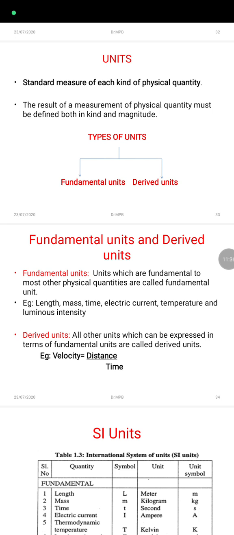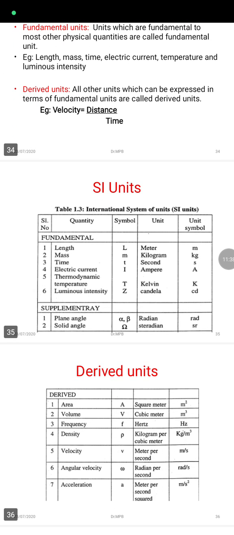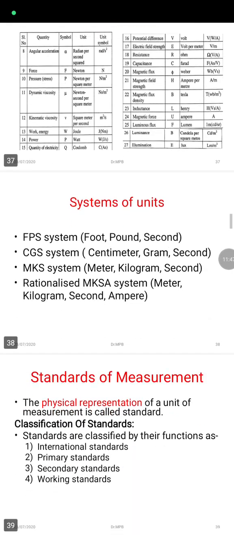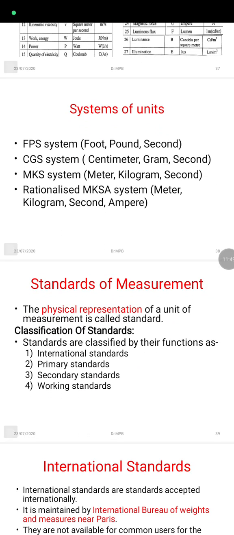Example: velocity, which is distance per time. These are examples of some SI units. There are 6 fundamental units and 27 derived units. There are different systems of units. They are called FPS system, CGS system, MKS system, and rationalized MKSA system.